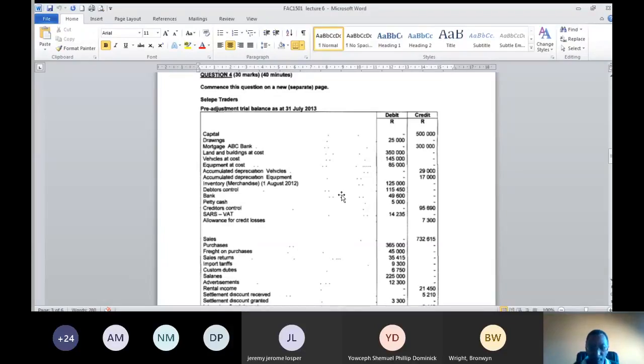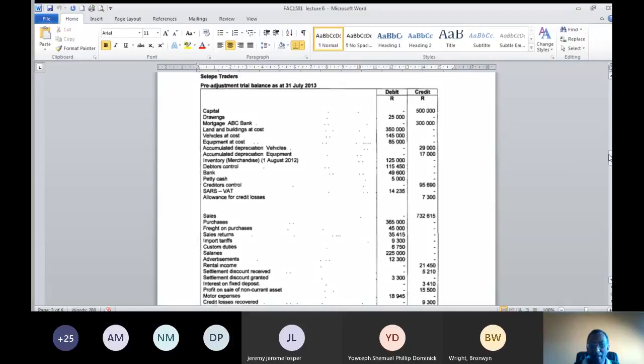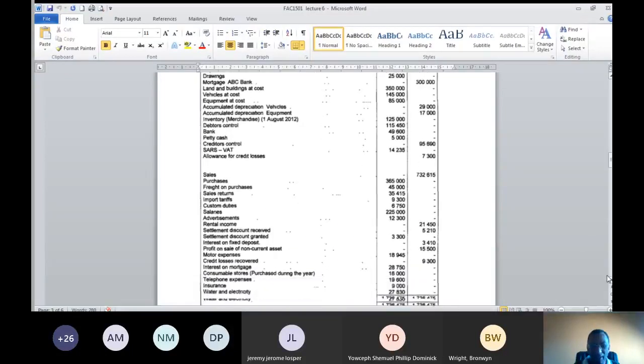So if you take a look at the sales figure, 732,615 Rand. That means that the total sales for the year has accumulated to 732,615 Rand. So the trial balance is nothing else but a summary of the transactions which has occurred during the course of the financial year. Now, together with the trial balance, you will also get additional information.